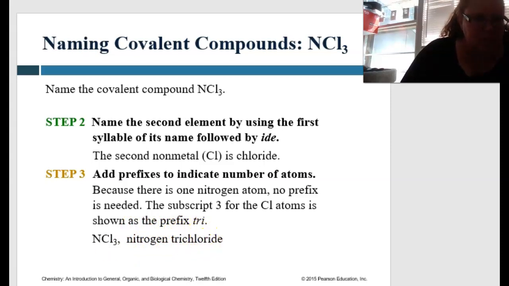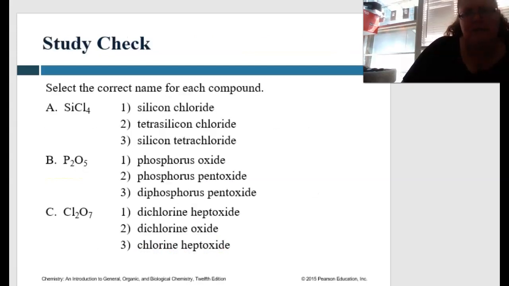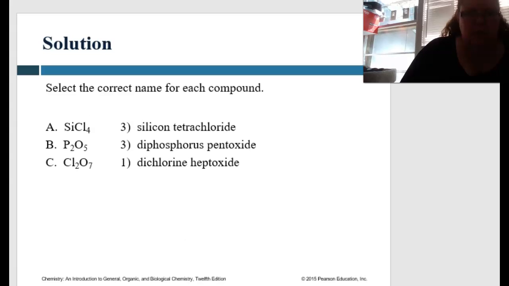All right, so let's do a little study check here. Select the correct name for each of these compounds. Pause, come back. All right, so this is silicon tetrachloride, diphosphorus pentaoxide, dichloride heptaoxide. Sometimes I wonder if I'm even speaking English, you guys, but you guys get it, so we're good.